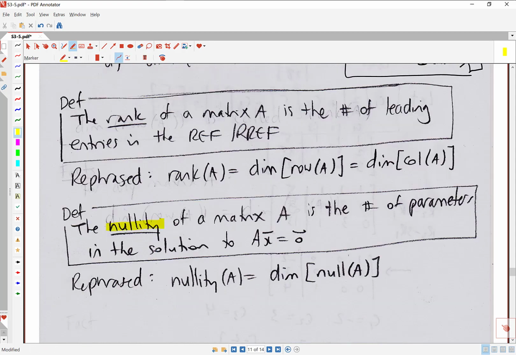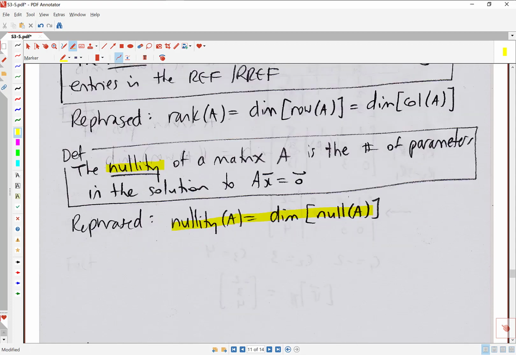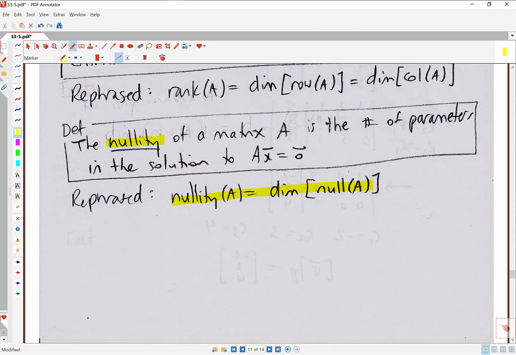The nullity of a matrix A is the number of parameters in the solution to AX equals 0. So if you rephrase this, you could say the nullity of A is a number that describes the dimension of your null space of A. So again, just to make this a little bit more geometric, let's say someone gives you a matrix A. Let's say you find all the vectors x so that Ax equals 0. So that is your null space of A.